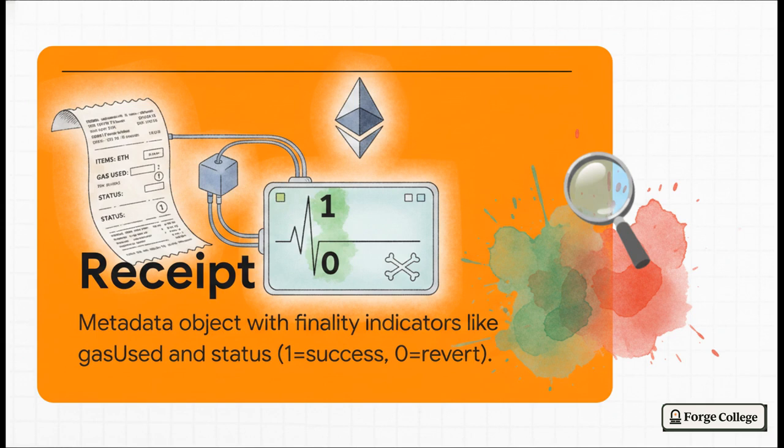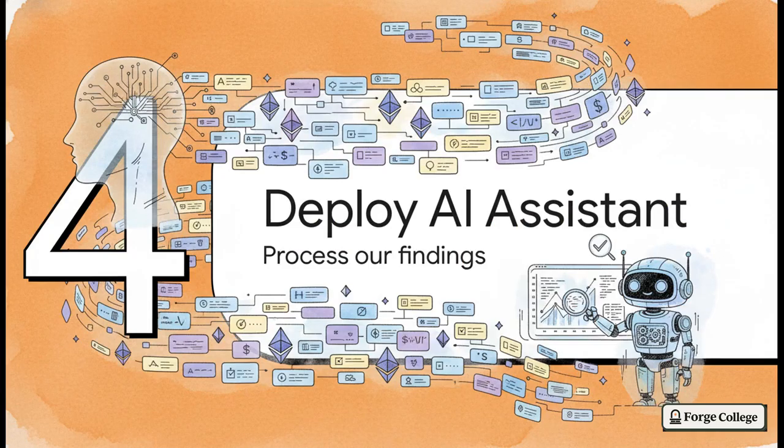A successful heartbeat gives you a 1, meaning your code executed exactly as intended. A 0 means something went critically wrong, and you need to dive back into the trace file to figure out why. Let's move on to section 4, deploying the AI assistant.